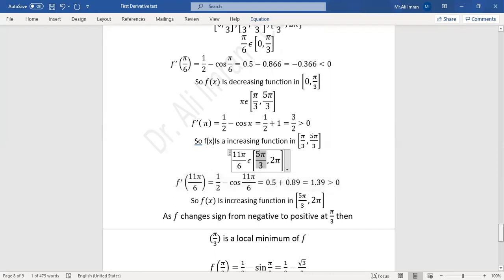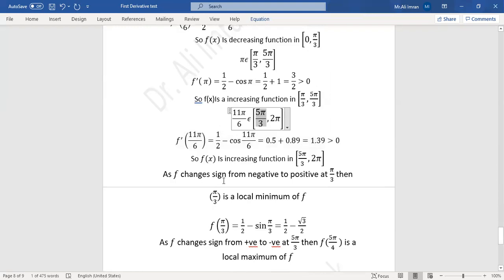Now, as f changes sign from negative to positive at x is equal to pi by 3, it means that f of pi by 3 is a local minimum of f, and this is determined by putting x is equal to pi by 3 in the given function, which is equal to 1 by 2 times pi by 3 minus sin pi by 3, which is equal to 1 by 2 times pi by 3 minus square root of 3 divided by 2. This is the local minimum.